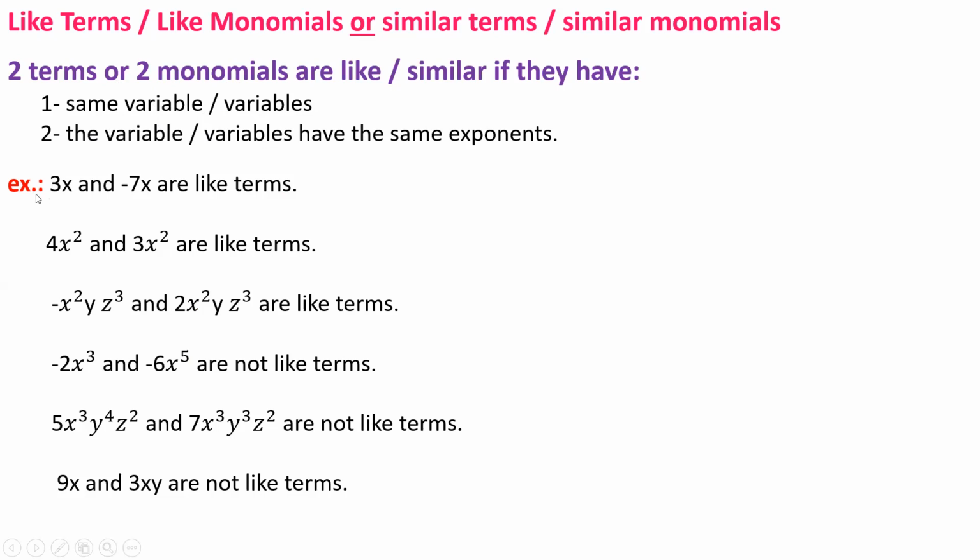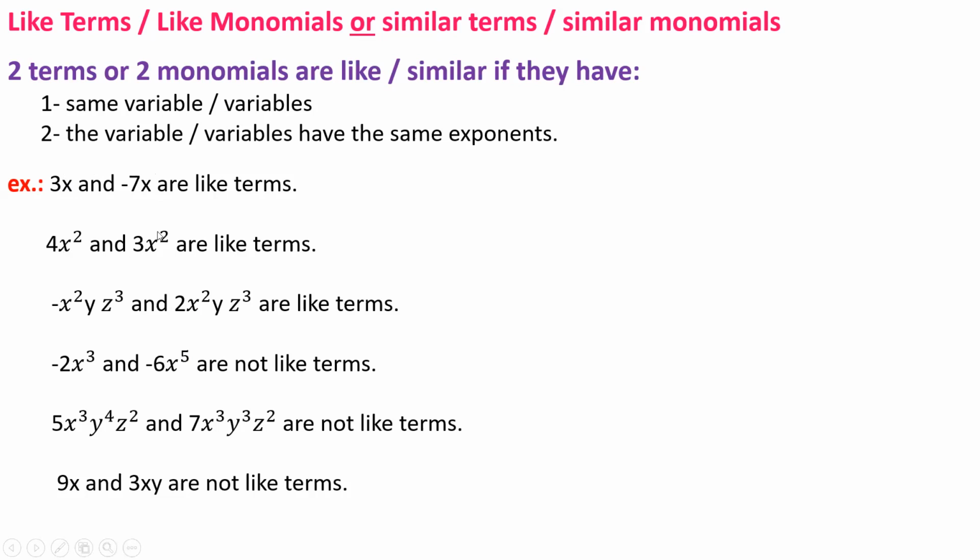As examples of like terms or similar monomials, for example, 3x minus 7x. I don't care what the coefficient or the sign is. This doesn't matter to me. What I care about, to know if these two terms are like or similar, is that here I have a variable x and here I have a variable x. The exponent of the variable here is 1, the exponent is 1, so my terms are like or similar.